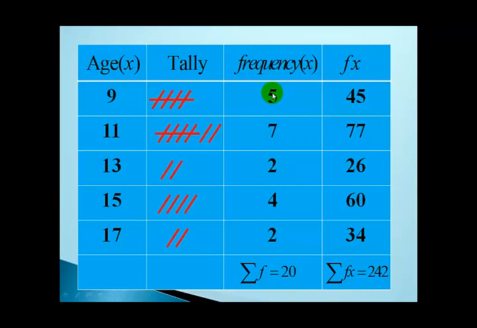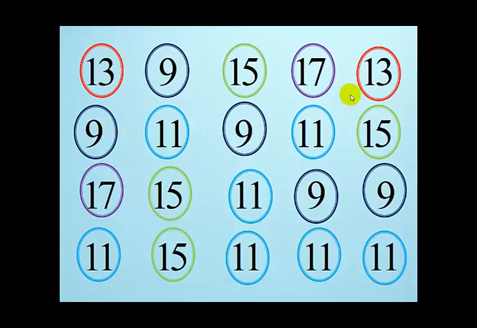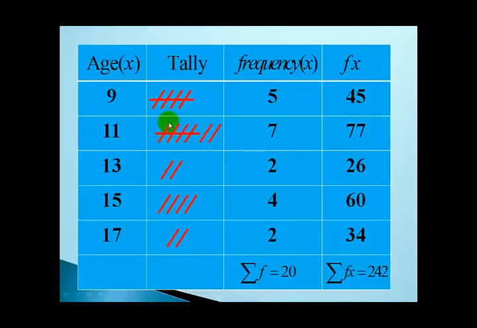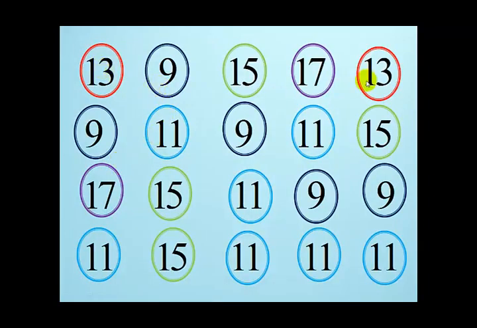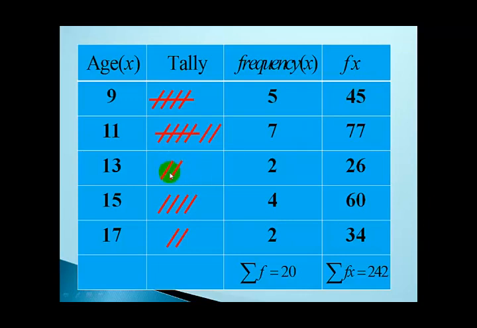That's the number itself. Now we consider age 11. Let's go back to the data and count age 11. With age 11, we have 1, 2, 3, 4, 5, 6, 7. So we have 1, 2, 3, 4. We use the fifth one to cross it. Then we start again. We have 6, 7. And the frequency is 7 as shown. Now with age 13, we go back to the table. Age 13 we have 1, 2. So the tally we have 1, 2 and the frequency is 2.